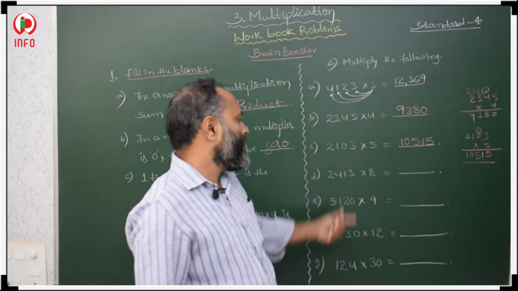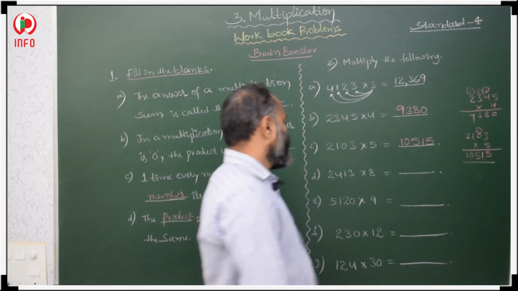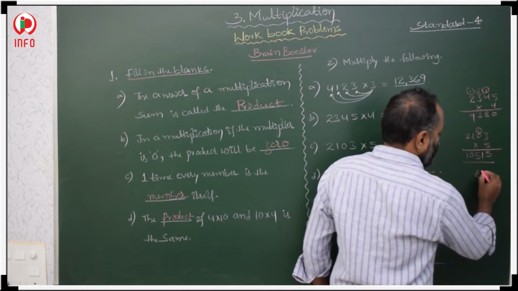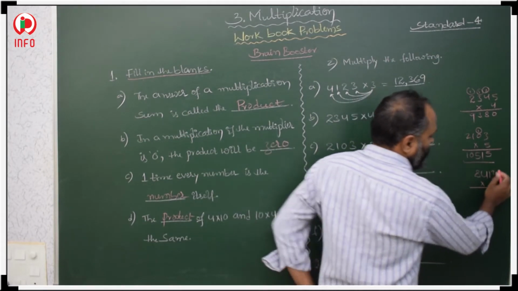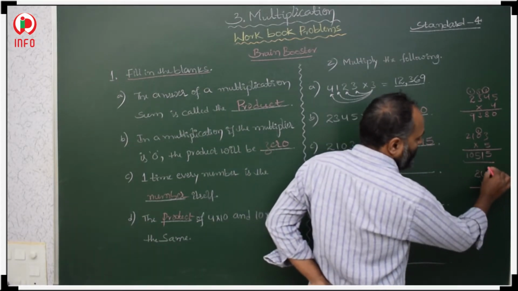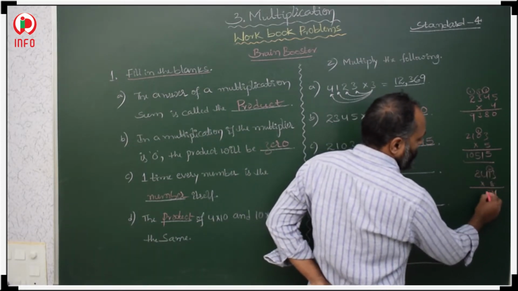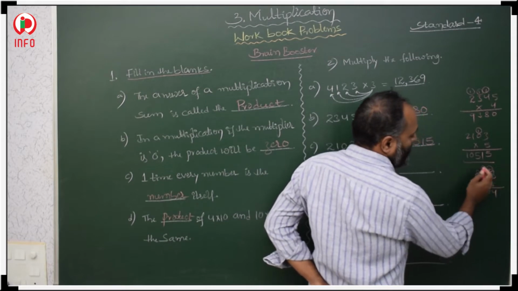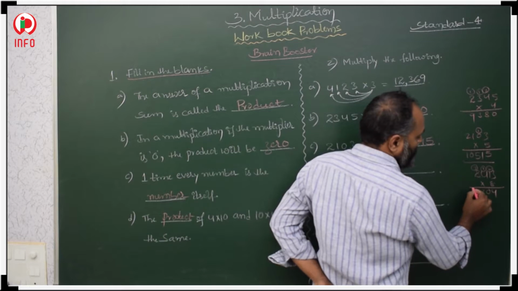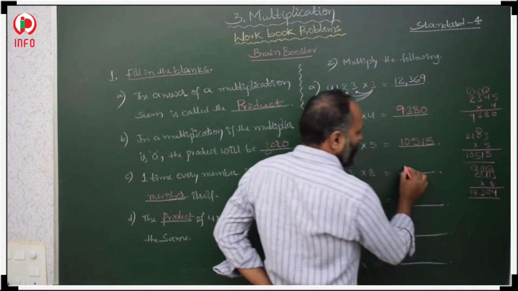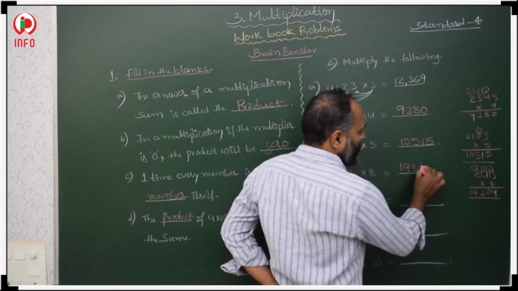Then here we have to multiply with 8. 2413 we have to multiply with 8. 8 3's are 24, 2 carried. 8 1's are 8, 10, 1 carried. 8 4's are 32, 33. 8 2's are 16, 17, 18, 19. 19,304.